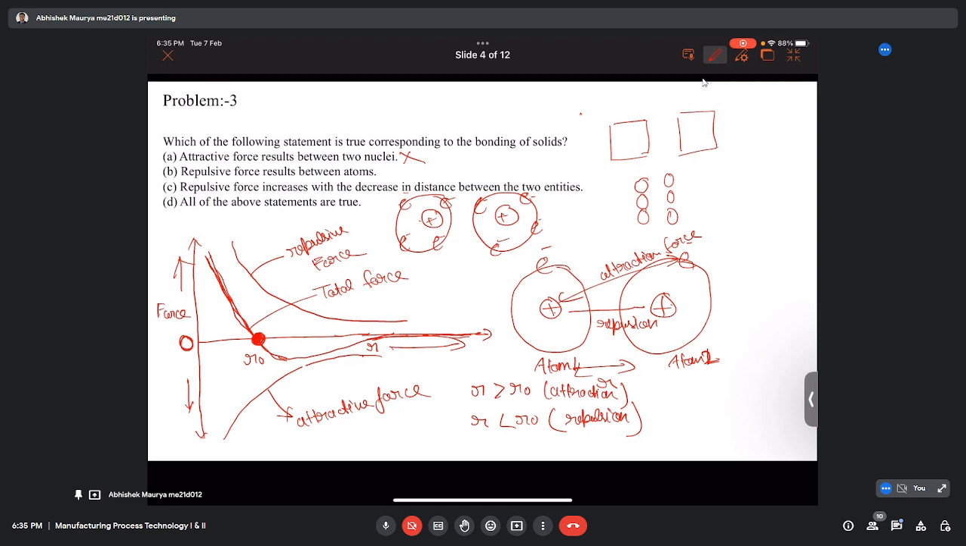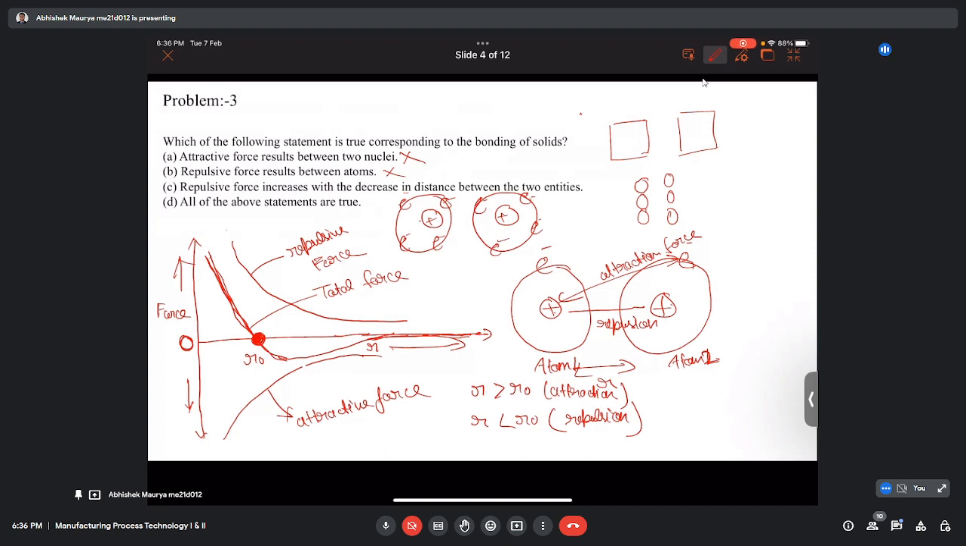So between two atoms, which force will work? Basically, both forces are working, but which one is dominant? It will depend totally on the distance between them. So this option is not accurate. And the third option: repulsive force increases with decrease in distance between two entities. Yes, this is true.